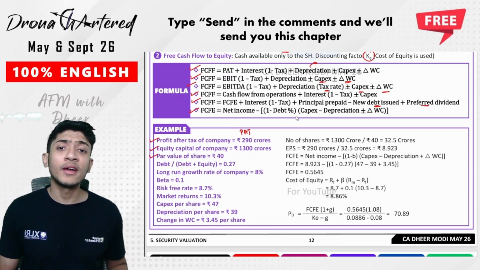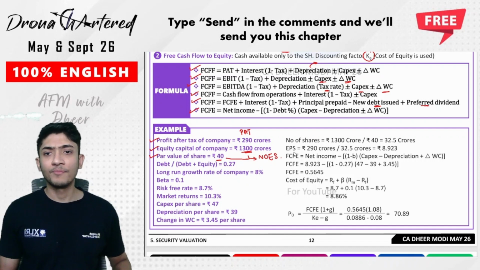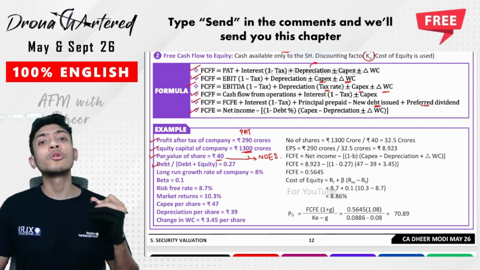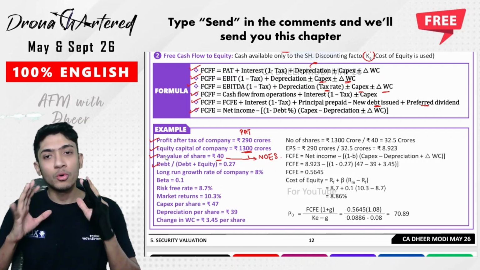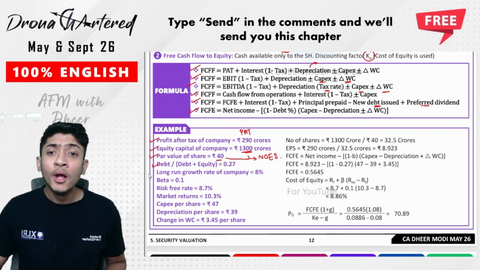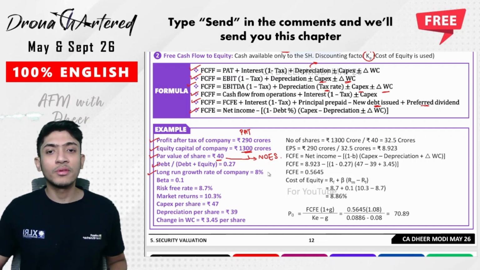So tell me, if I have total equity that is 1300 and I have par value of share that is 40, can I divide both of these and get how many equity shares I have? Right? Okay. Next is debt upon debt plus equity is equal to 0.27. That means out of my total capital, 27% is debt. Long run growth rate of the company is equal to 8%. Perfect. So they've given us G.